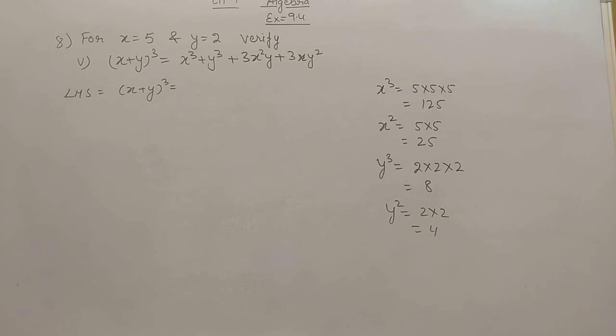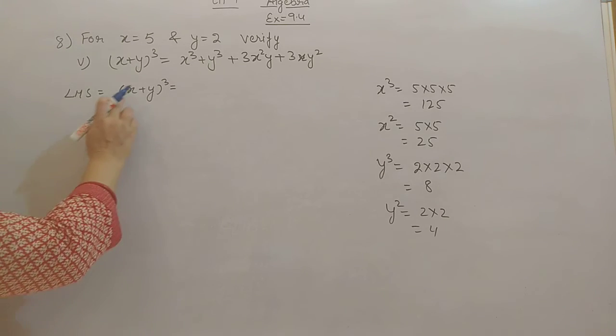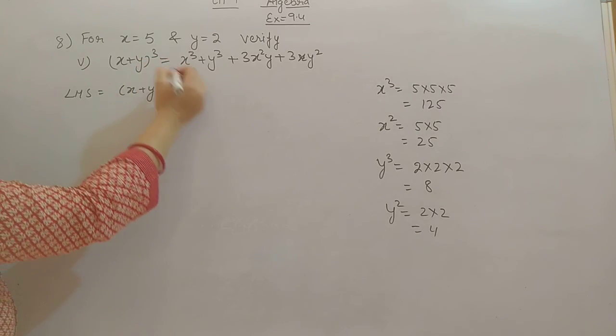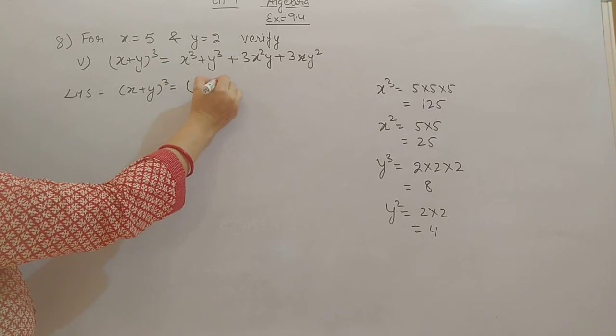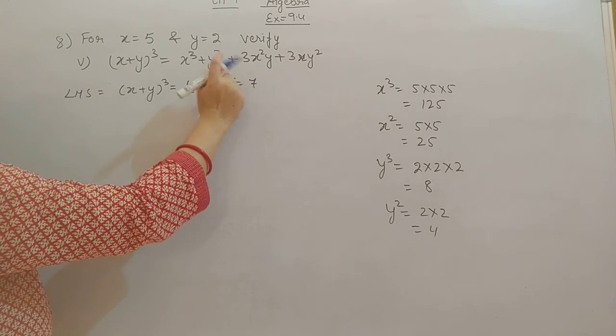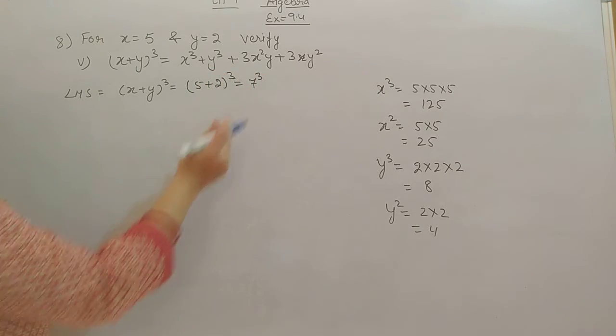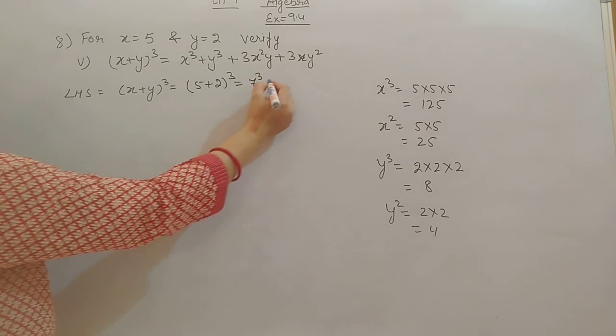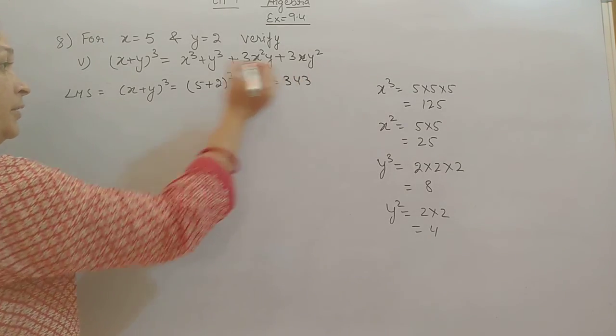Next, fifth part, x plus y whole cube is equal to x cube plus y cube plus 3x square y plus 3xy square. So first we will take left side, x plus y whole cube. X value is 5 and y value is 2. 5 plus 2 means 7 whole cube. So 7 cube means 7 into 7 into 7, which you will get 343.